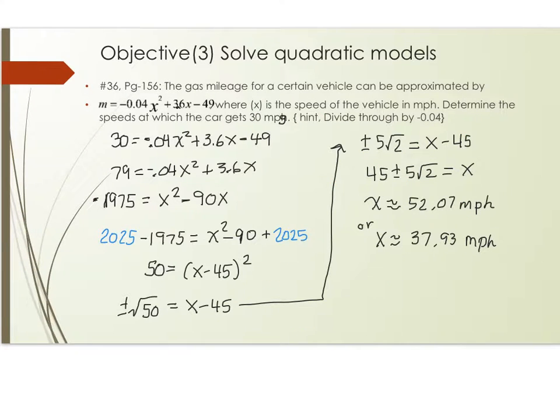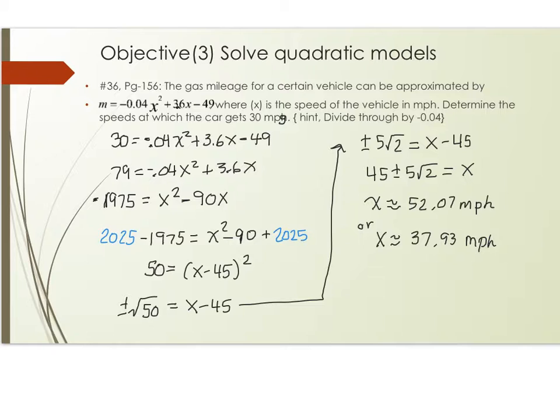Our objective 3 is to solve quadratic models. So on problem 36 on page 156, the gas mileage for a certain vehicle can be approximated by the following formula. M is equal to negative 0.04 x squared plus 3.6x minus 49, where x is the speed of the vehicle in miles per hour. Determine the speeds at which the car gets 30 miles per gallon.